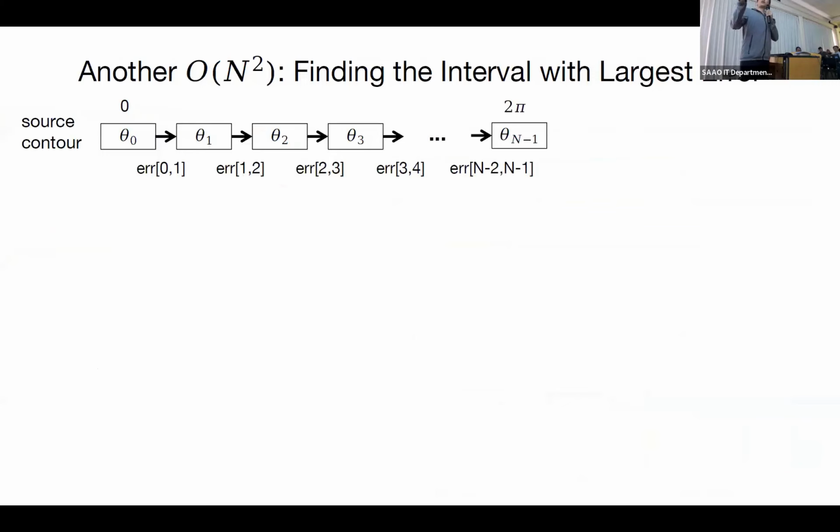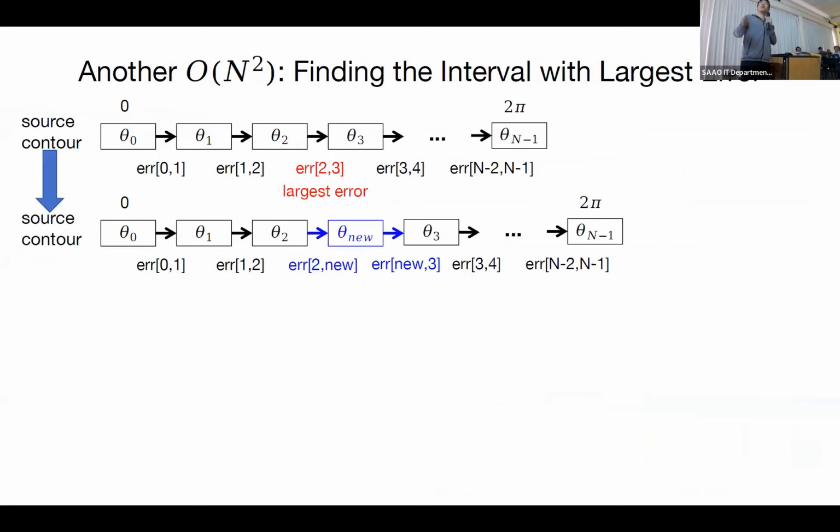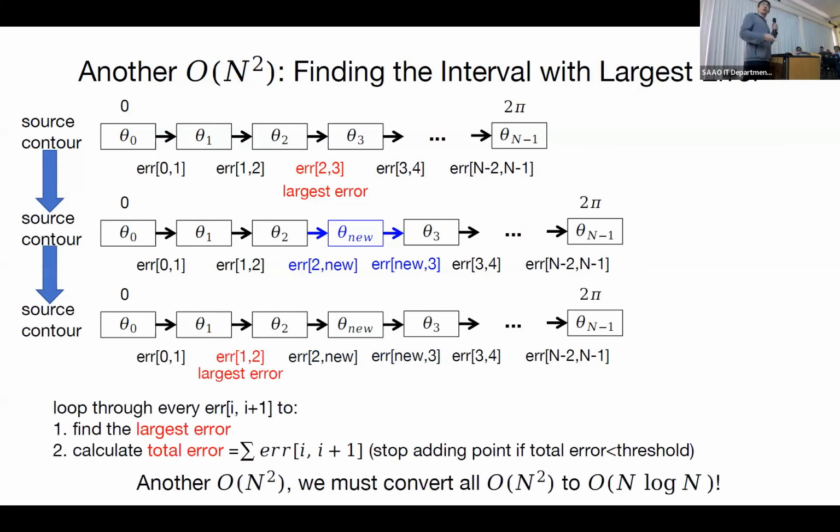And another O(n squared) algorithm is finding the interval with the largest error. Previously we showed the image contours, but now we go back to the source contour, starting from theta equals 0 to 2 pi. And in each interval, we will have an error for this interval. We need to find the interval with the largest error and insert a new point in between this interval. And 2 errors are updated.